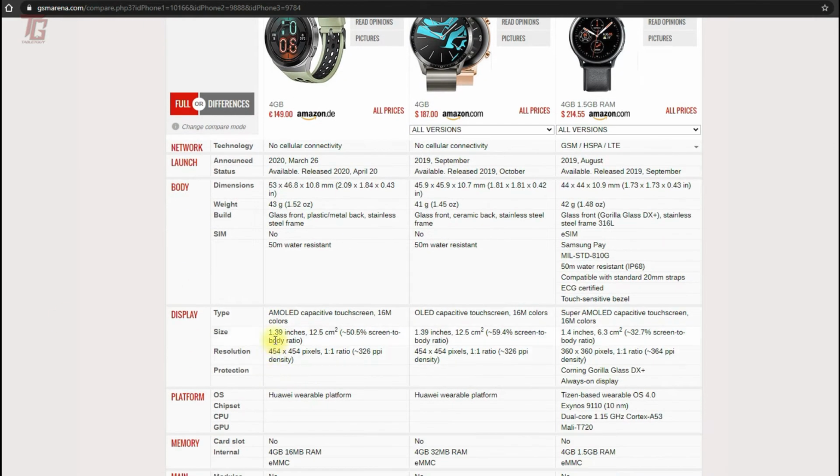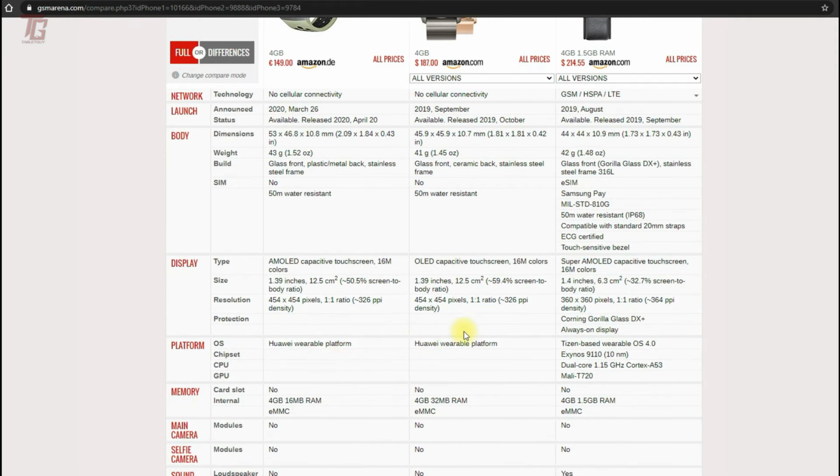Now let's see the display. All these watches have different touchscreens. GT2e has AMOLED. Most superior is the GT2, which is OLED. Samsung has Super AMOLED. All three of them have 16 million colors. However, the screen to body ratio is the best for Huawei GT2, which is 59%, more than Samsung's 32.7%, which is worse among all three. The resolution of Huawei is actually better than Samsung by 25%, with 454x454 pixels, compared to Samsung's resolution of 360x360 pixels. Ironically, Samsung has slightly better PPI than Huawei watches.